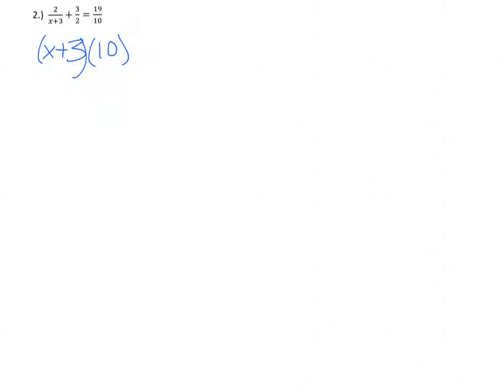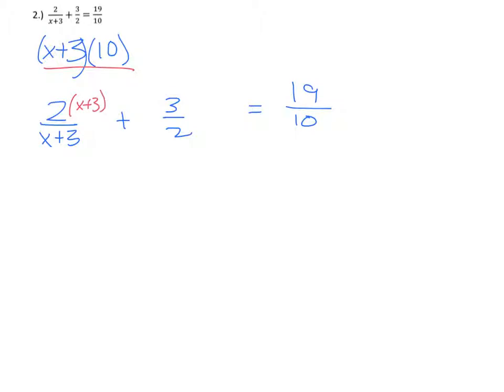I'm going to rewrite the problem so you can see a little better what I'm doing. So we have the problem 2 over x plus 3 plus 3 over 2 equals 19 over 10. I left the space there on purpose so you can have a better idea of what's going on with this problem. Since we found the least common denominator of x plus 3 times 10, we're going to multiply each of these by x plus 3 times 10.